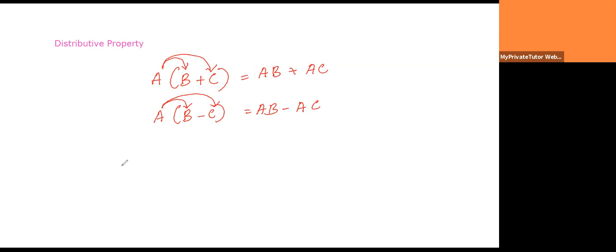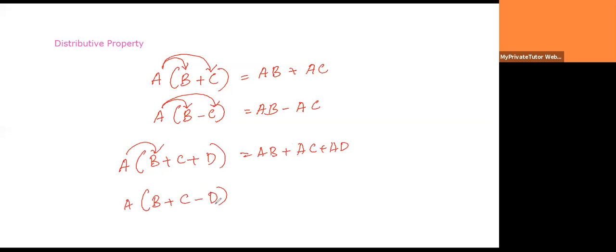So this is about the distribution. Not only two numbers, you can do the distribution for n numbers. It can be 2, it can be 3, it can be 4 as well. You just need to change the numbers. B plus C plus D. So A times B plus A times C plus A times D. You can have one negative and a positive number if you want to. For example, in this case, A times B is AB, A times C is AC, A times minus D is minus AD. That's it.